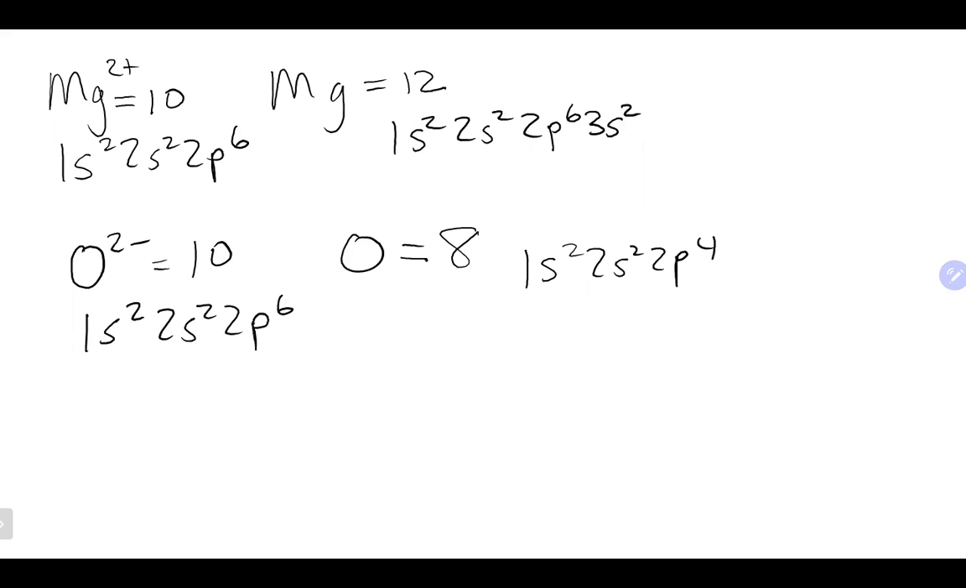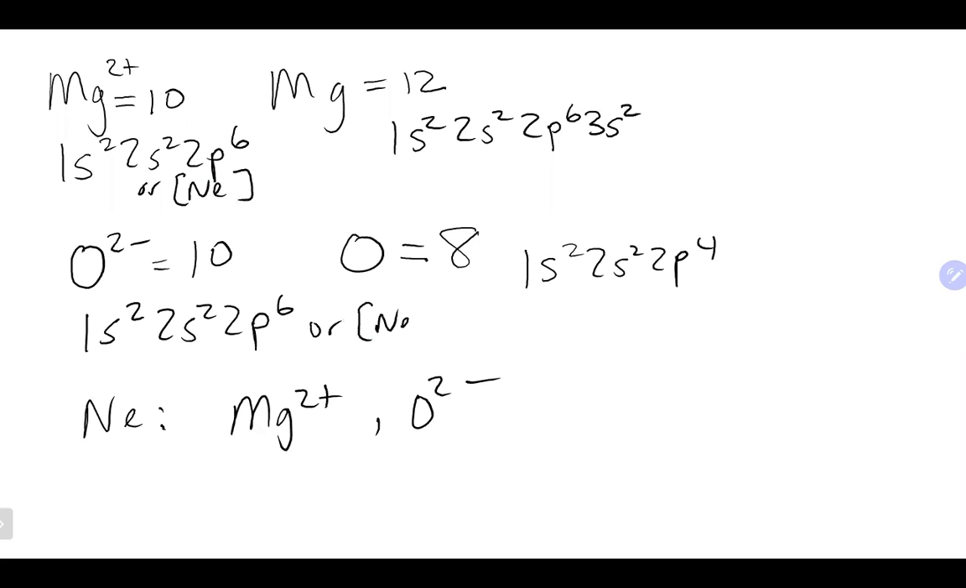10 electrons on the periodic table is our good friend neon. So neon, magnesium with a +2 charge, and oxygen with a -2 charge, they all have the exact same electron configuration, right? You could write it technically as neon. They all have the same electron configuration. That is what is referred to as being isoelectronic with each other. Isoelectronic means more than one thing that has the same electron configuration.